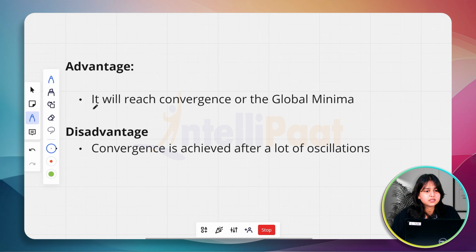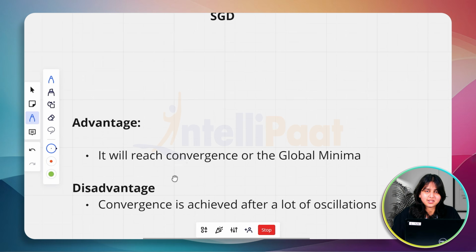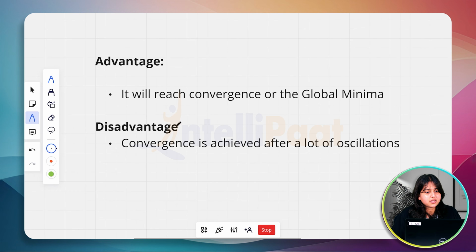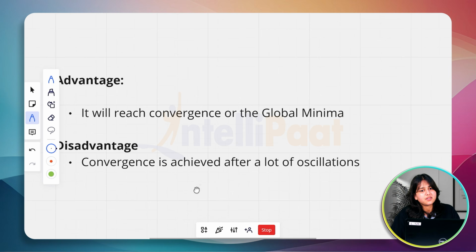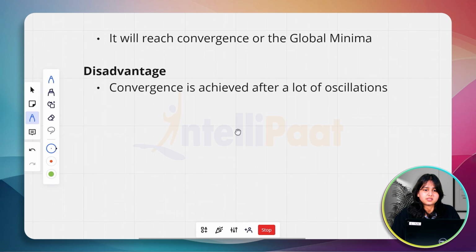So its advantage is that it will reach convergence, the global minima. But the disadvantage is that in order to reach the global minima, it will have to do a lot of oscillations. This is not in comparison to SGD. This is in comparison to the better algorithms that we have.